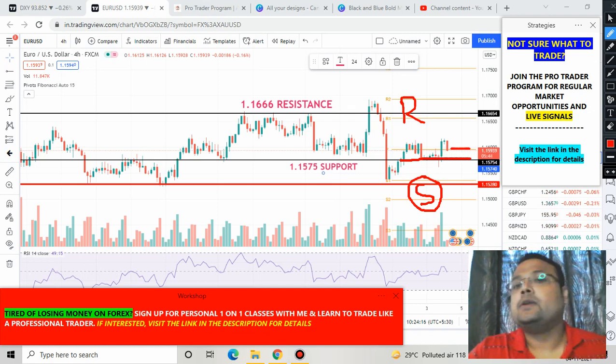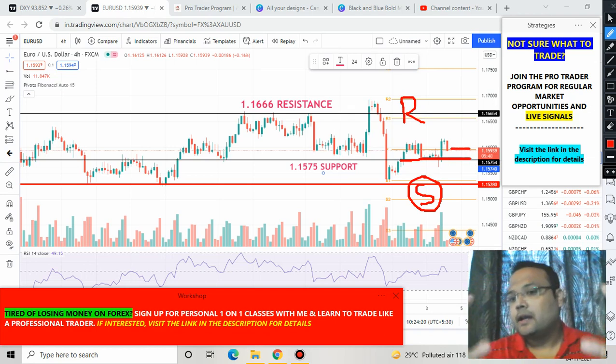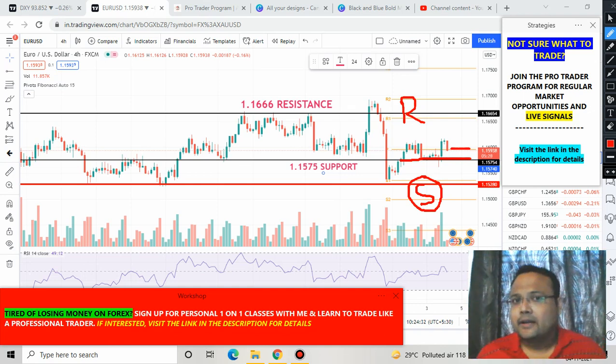1.1575 level. Being a sideways market, we get trading opportunities on both sides, because in a sideways market the number of buyers and sellers is almost equal. Therefore the area of value is available at the resistance as well as the support.